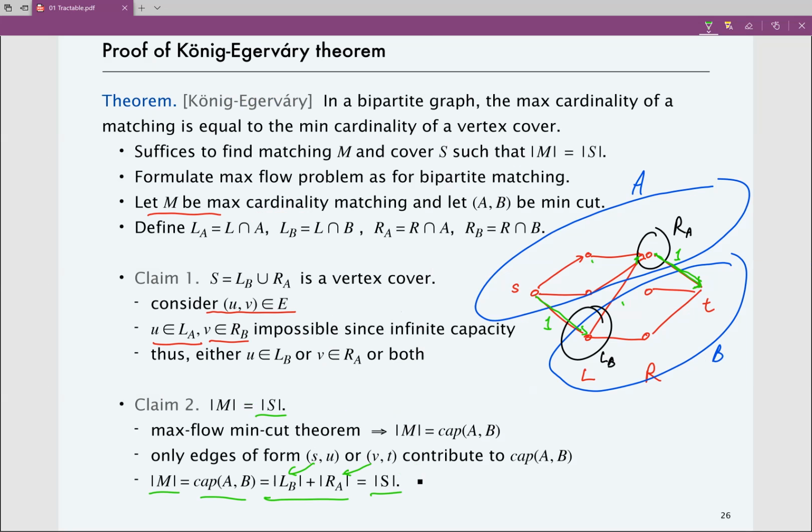Okay, so again, the algorithm is just that we compute this max flow to find the max matching, and then we define this to be our S, and this is going to be a minimum vertex cover.